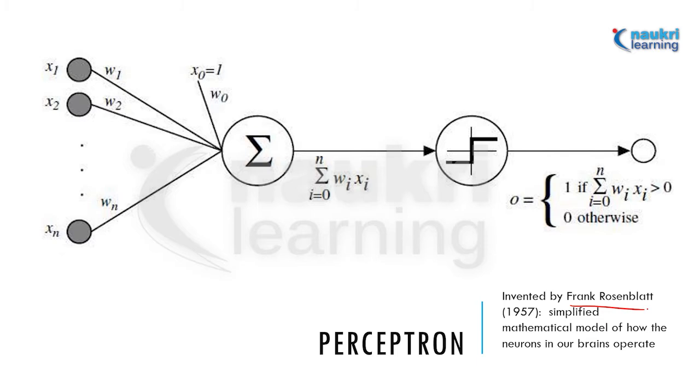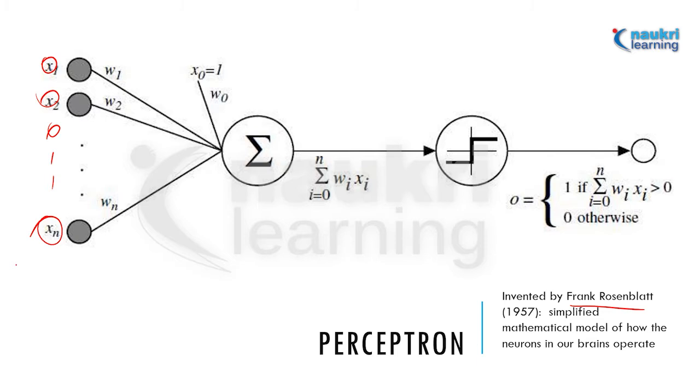Now, this is the simple representation of a perceptron. In my perceptron, I have various inputs. Let's assume I have n features with me: X1, X2, X3, up to Xn. So I have n features with me. And each of these features will carry a weight with them. These weights represent the importance of these features.